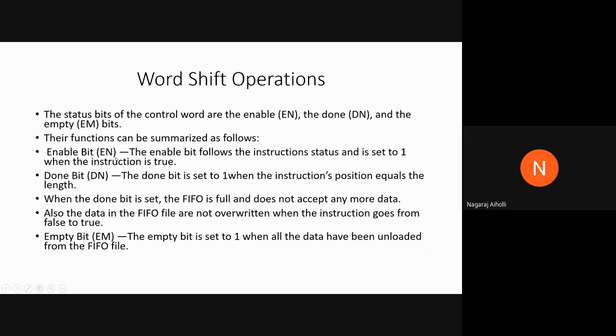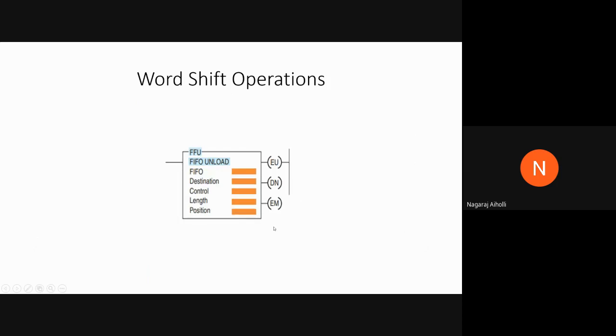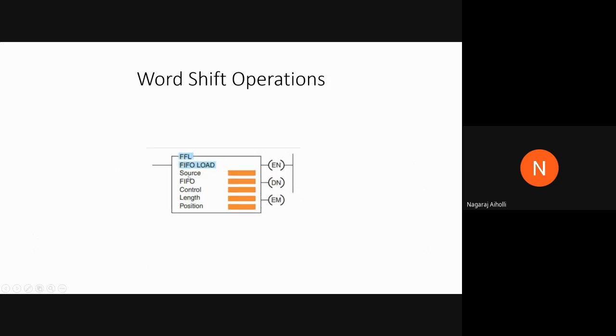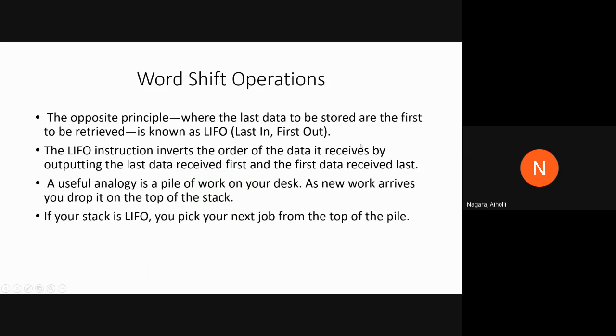The functions of the enable bit, done bit, empty bit. Then the block of word shift operation, that is FIFO load, FFL instruction. Then a word shift operation, FIFO unload. These blocks we have discussed considering their various parameters. Fine. Then the opposite principle, that is LIFO, last in first out. FIFO is first in first out, LIFO is last in first out. That is, if you are placing the books on the desk, the last book which is placed is removed first. That is the last in first out concept.